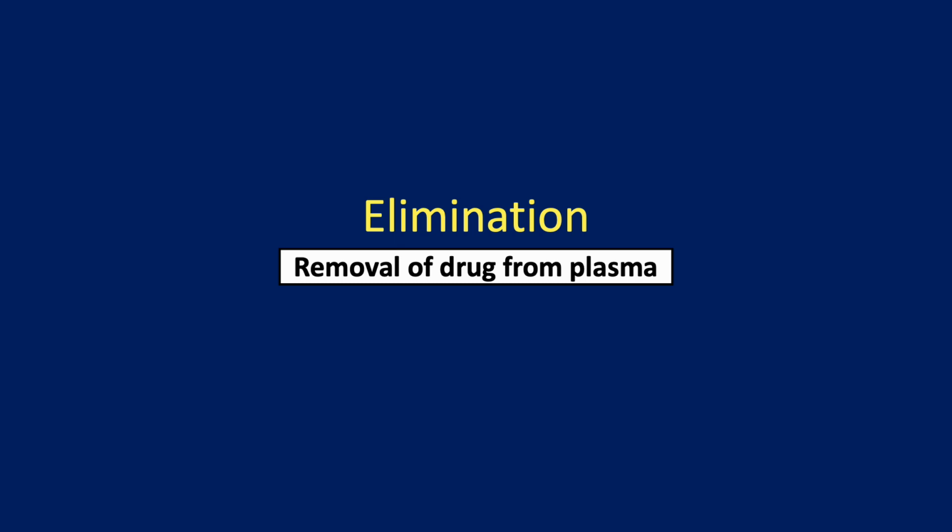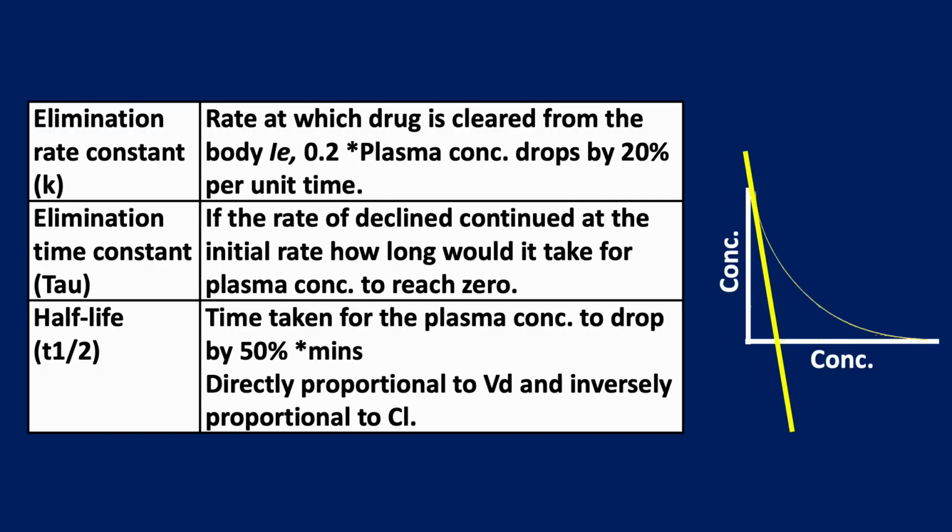Drug elimination is the removal of the drug from the body. This can be achieved via excretion of an unchanged molecule or metabolism and then excretion. Excretion usually involves the kidney. For hydrophilic drugs, these are directly excreted, whilst hydrophobic agents may require modification prior to excretion. Three important factors are involved in drug elimination: the drug elimination rate constant, K, the drug elimination time constant, tau, and the half-life.